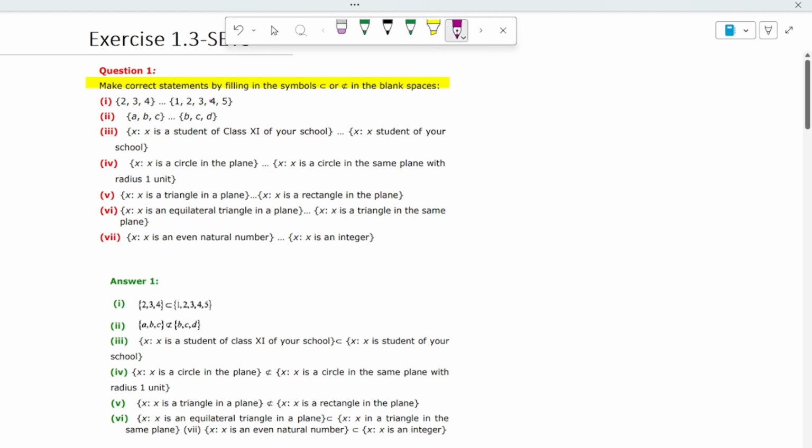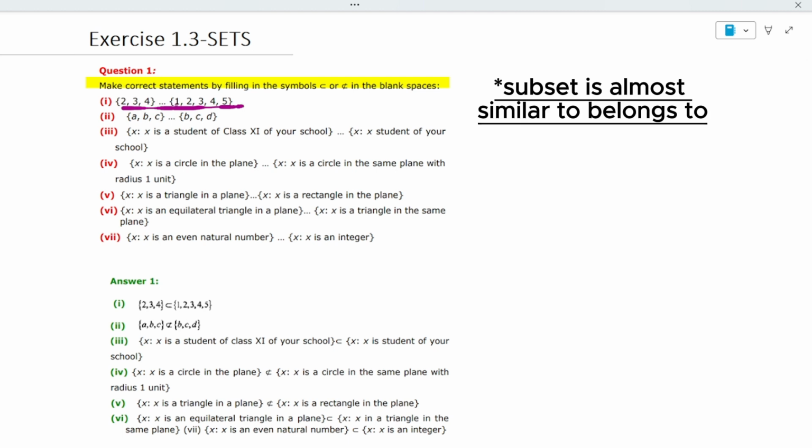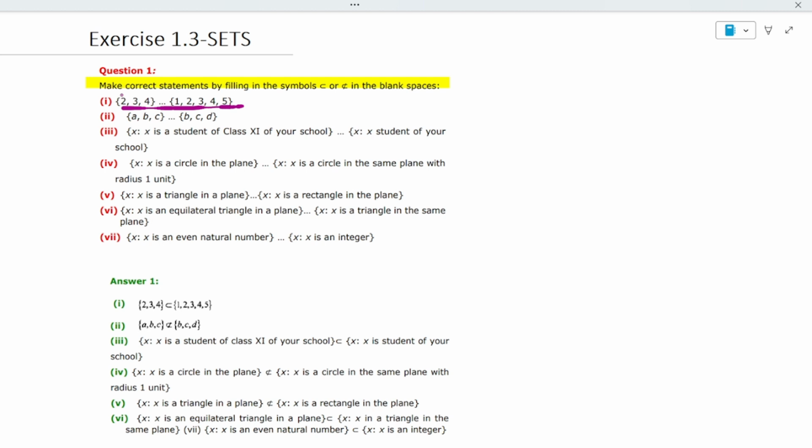Let's understand. They have given us the set 2, 3, 4 and another set 1, 2, 3, 4, 5, and we should check whether 2 is here. Yes, 2 is here, 3 is here, 4 is here. So we will say this belongs to. And if we got it the other way, we say it does not belong to.